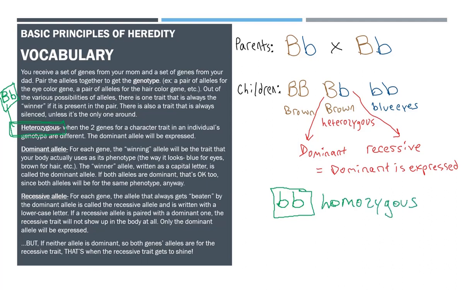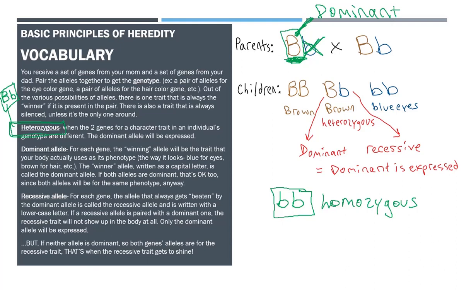So this winner gene that we put in the capital letters is called the dominant allele. So dominance. And that just means that it is going to override the other gene that they have for eye color. And so this dominant gene is going to be the one that gets expressed, the one that shows up in your body. So if you have one brown-eyed gene and one blue-eyed gene, then the brown-eyed gene is going to win and you're going to end up with brown eyes.